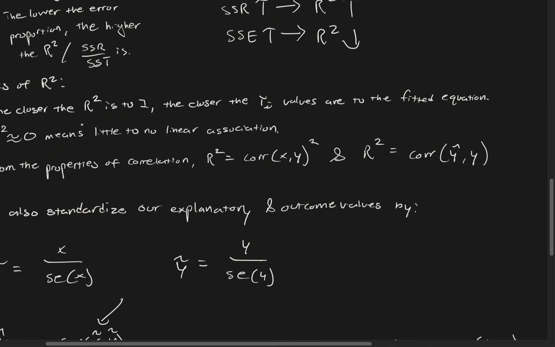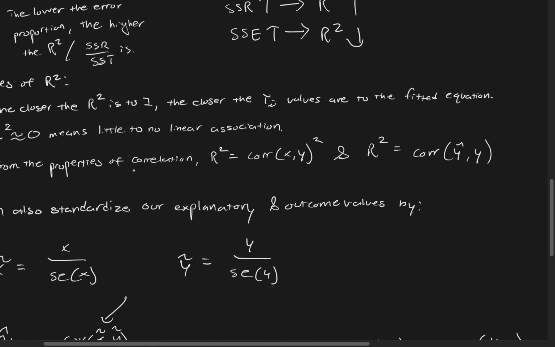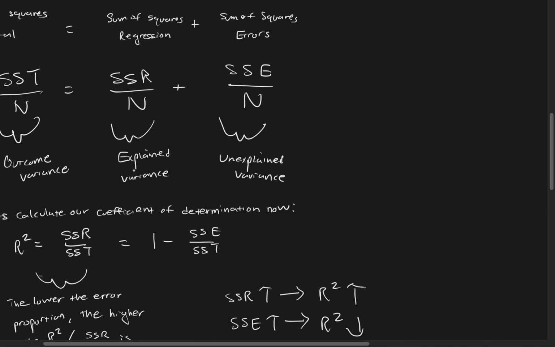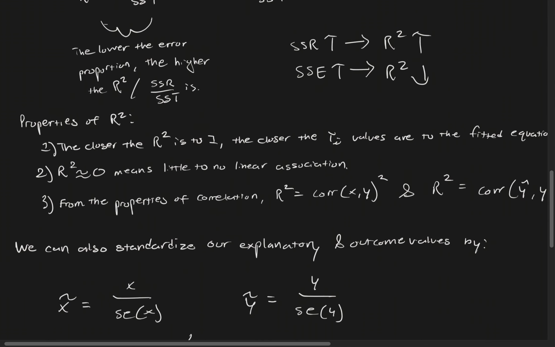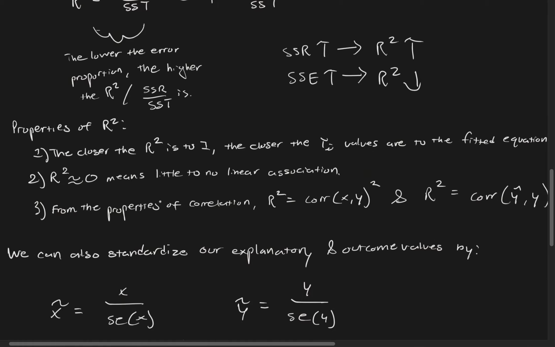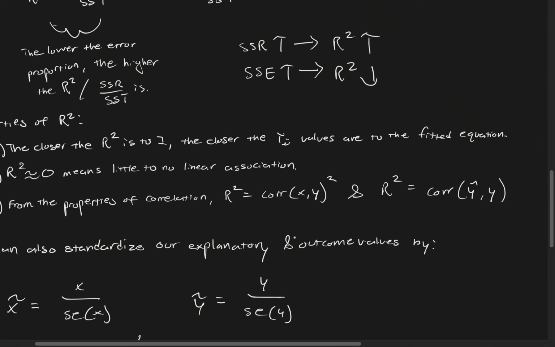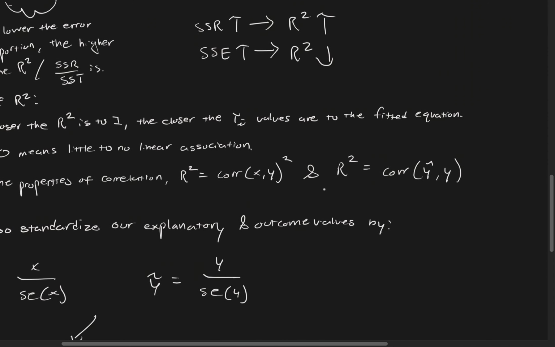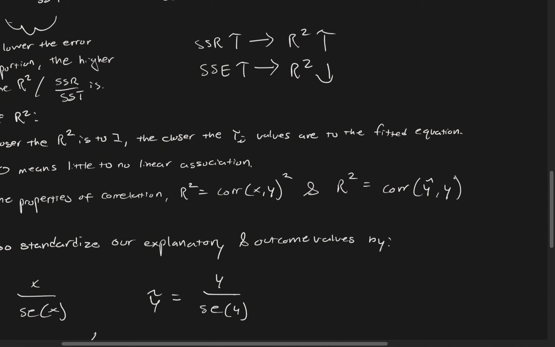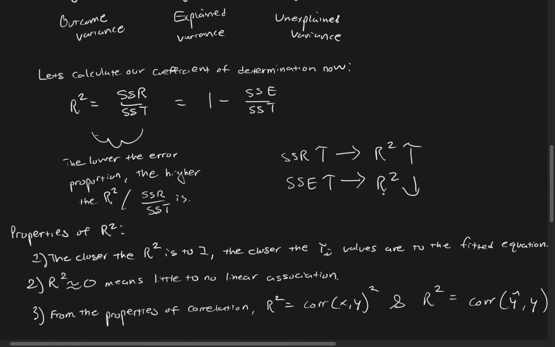And then from the properties of correlation, this is a little confusing, but if we analyze more of what we did here, then we'll realize that the r squared equals the correlation of x and y squared, not beta 2 or beta 1, but x and y. As well, it also equals the correlation of our fitted y and the actual y. I don't have any proofs for this.